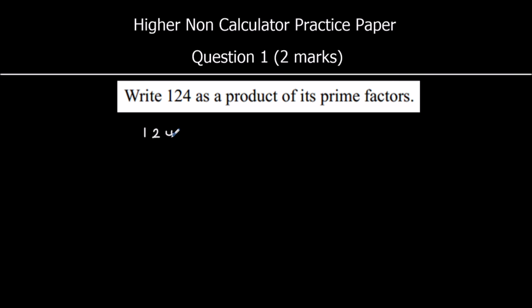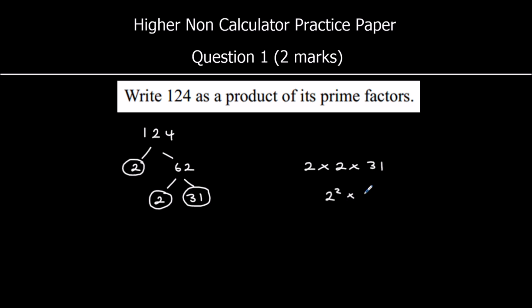So 124 I can break down into 2 times 62, where 2 is a prime number, 62 isn't, because it is 2 times 31. 31 is a prime number. It's not in any times table apart from the 1 times table and the 31 times table. So our answer is 2 times 2 times 31, or 2 squared times 31.